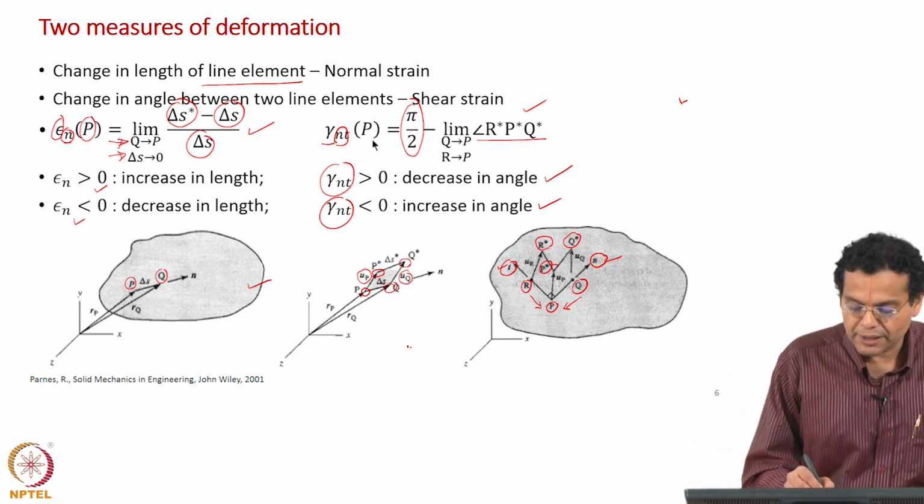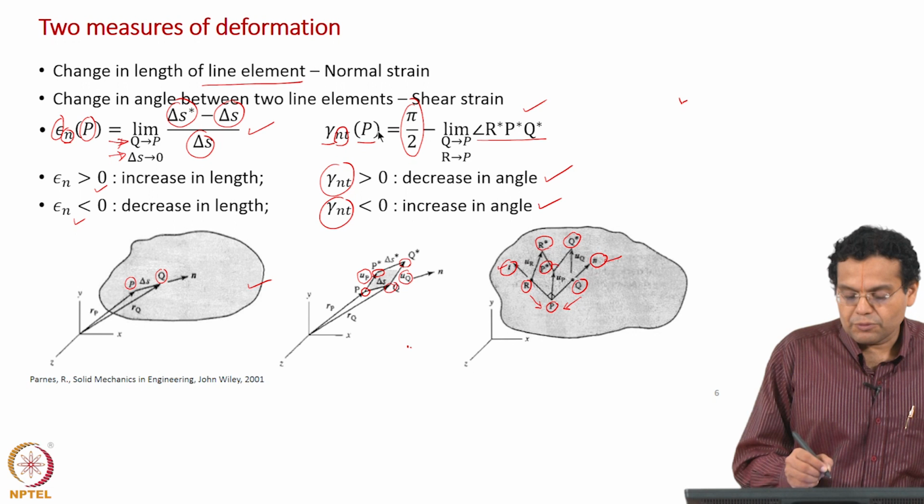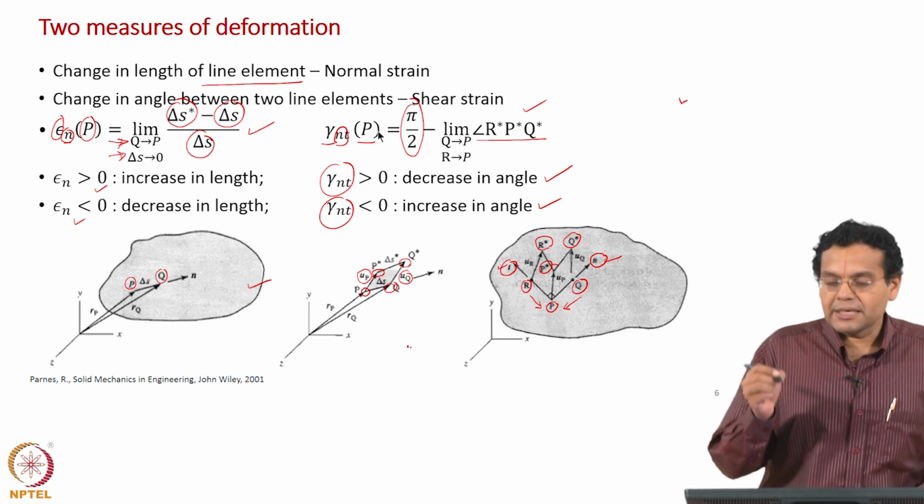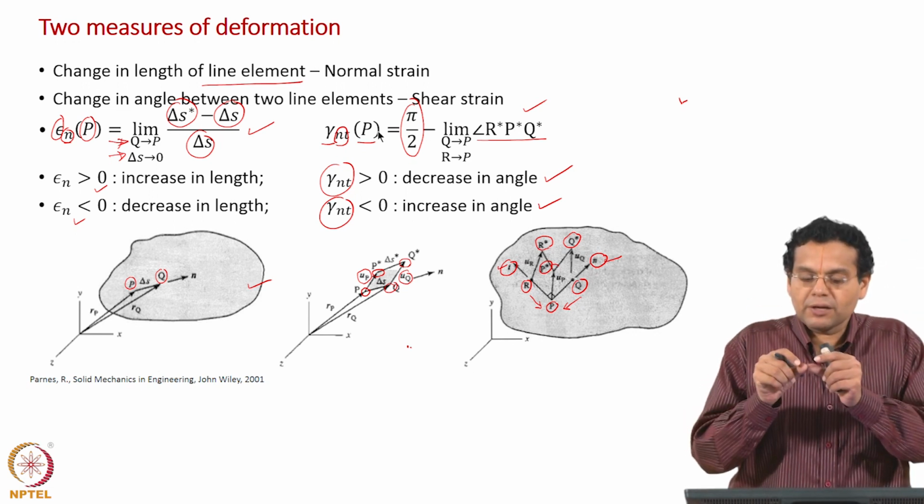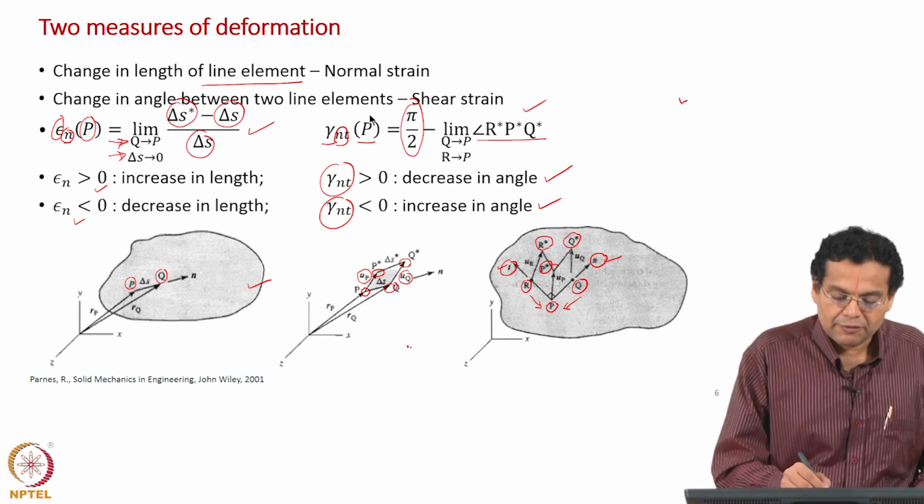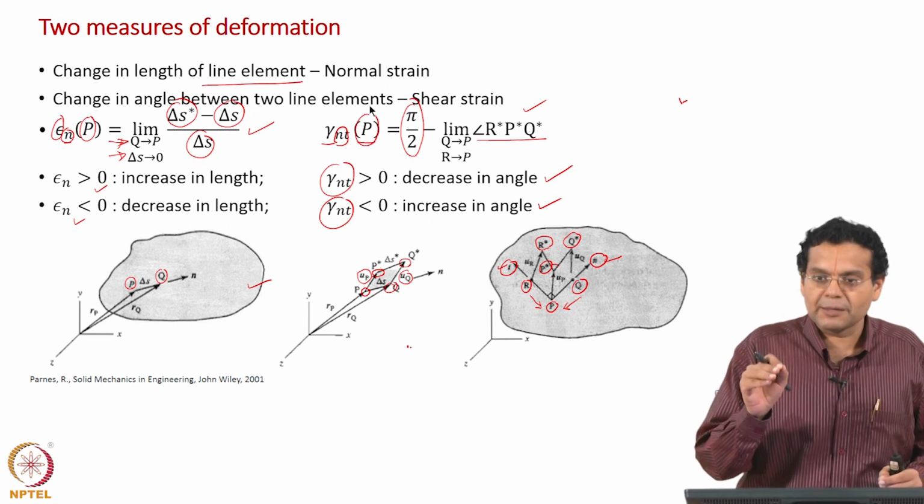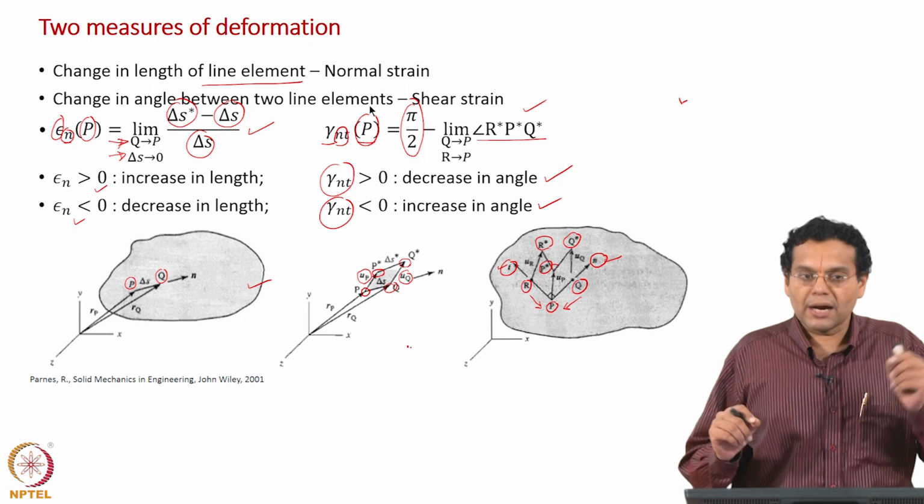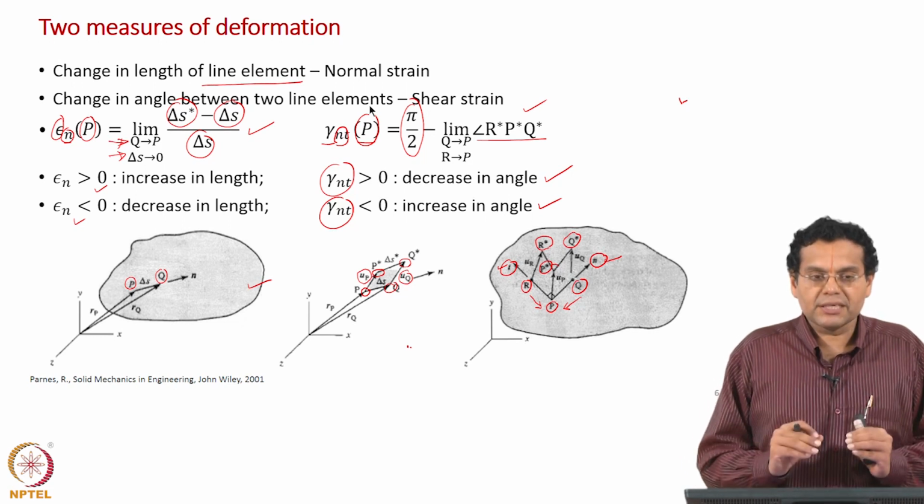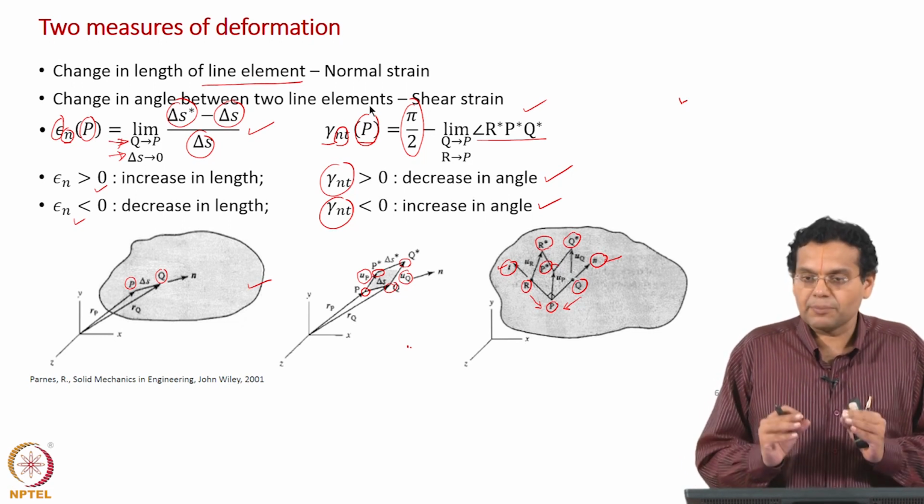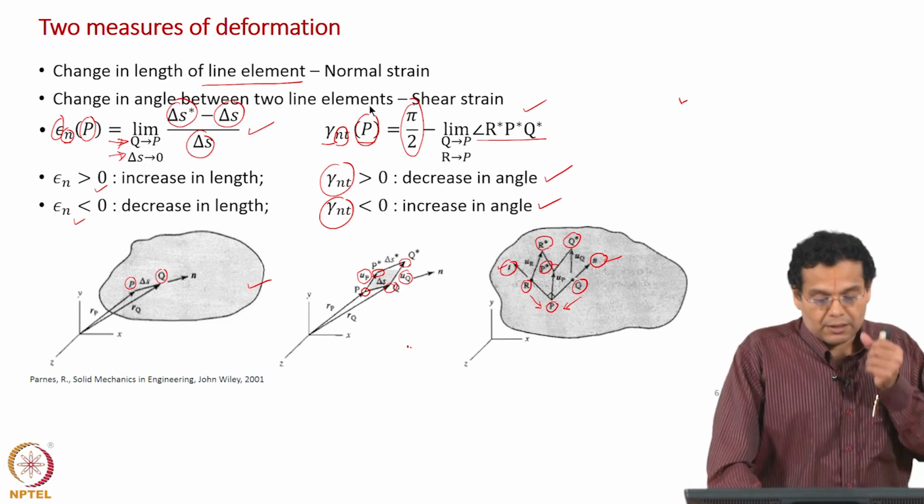Coming back to this point P, why do we say point P? I said imagine a point, at that point we have two line segments. So finally it is shear strain at point P only, though we have P, Q, R etc. Finally the definition is for shear strain at point P only. Okay.